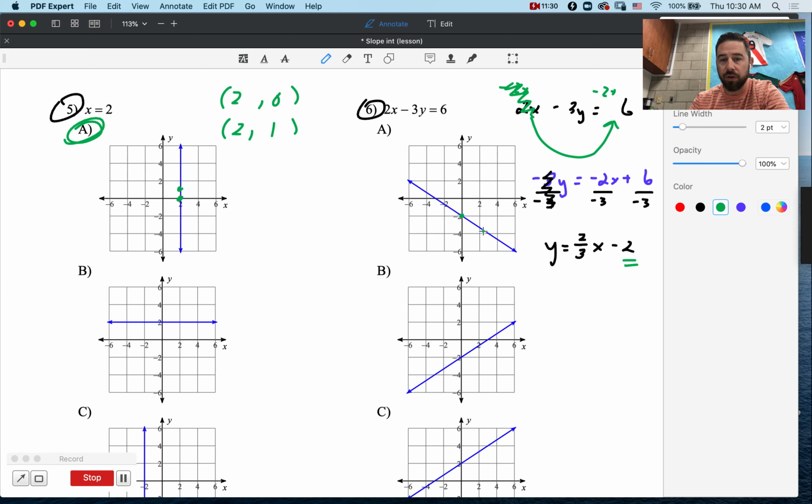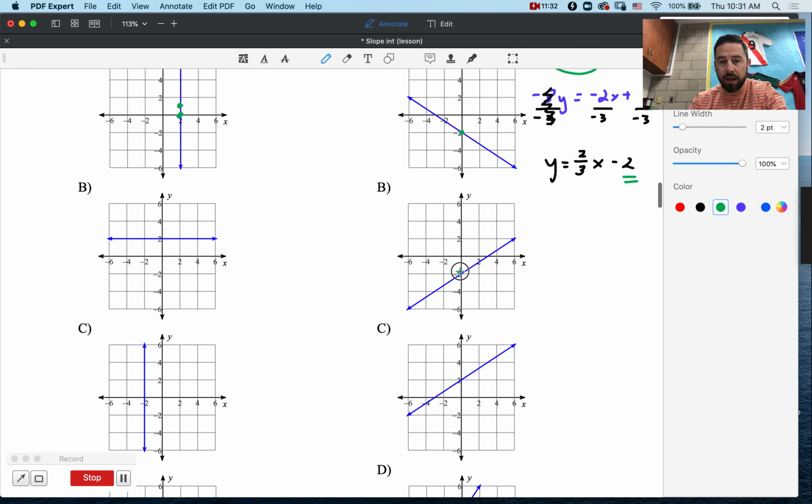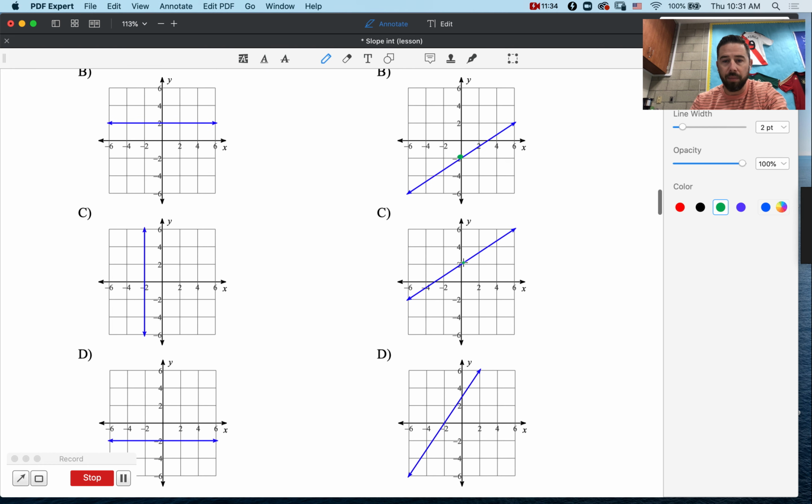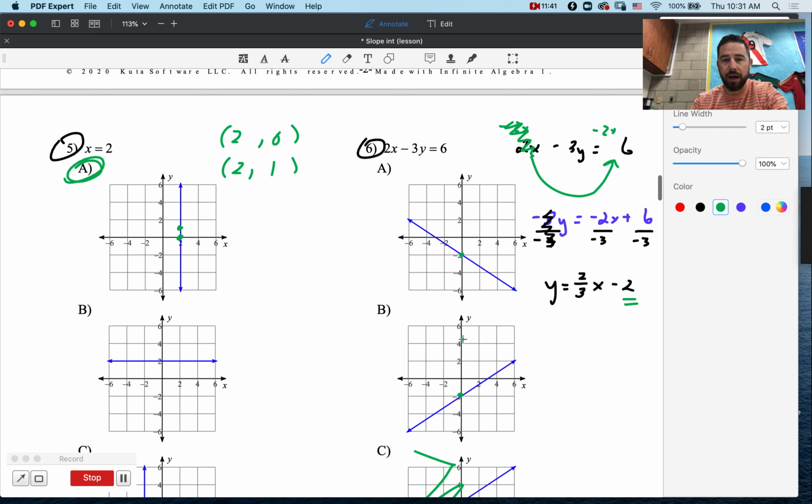This guy's down at negative 2. Good. This guy's down at negative 2. Good. This guy's at positive 2. Bad. This guy's at positive 3. Bad. So we're between these two graphs now.